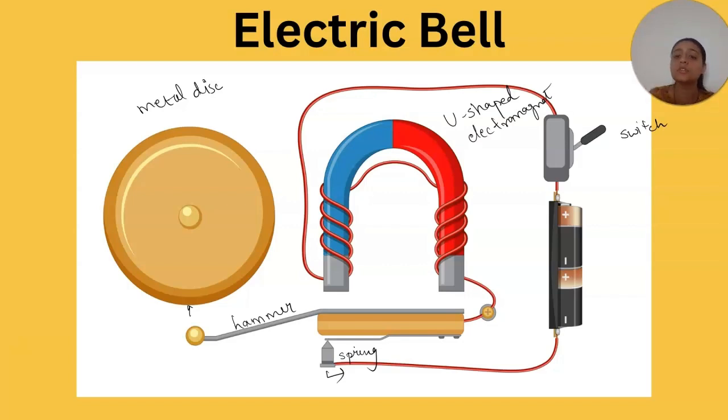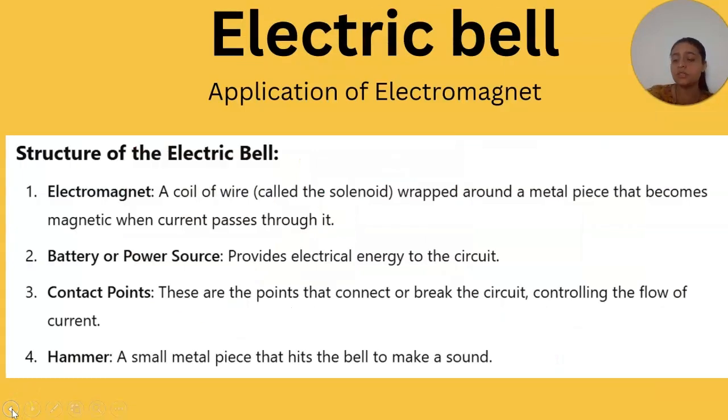The electromagnet produces a magnetic field, and by that the hammer is attracted by this metal disc, and it will keep on ringing the bell. Okay, so for this there is also a question asked in the NCERT exercise: what is the structure of an electric bell, its working and functions. So you can write the answers, or you can take help from these notes.